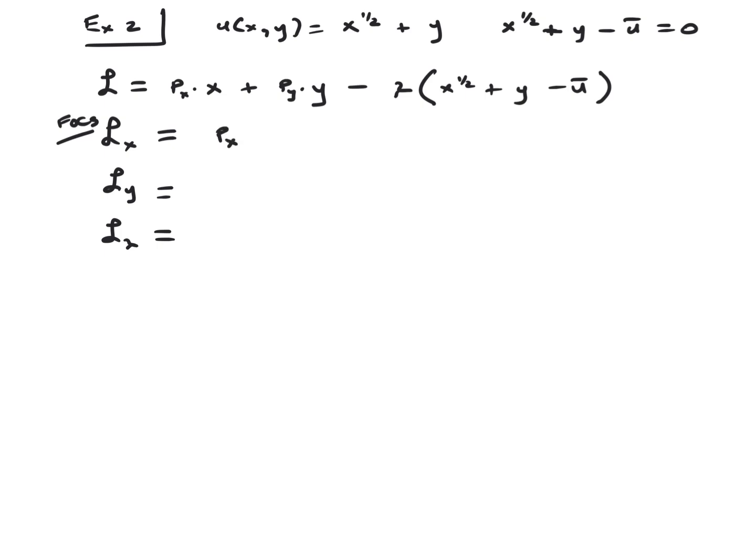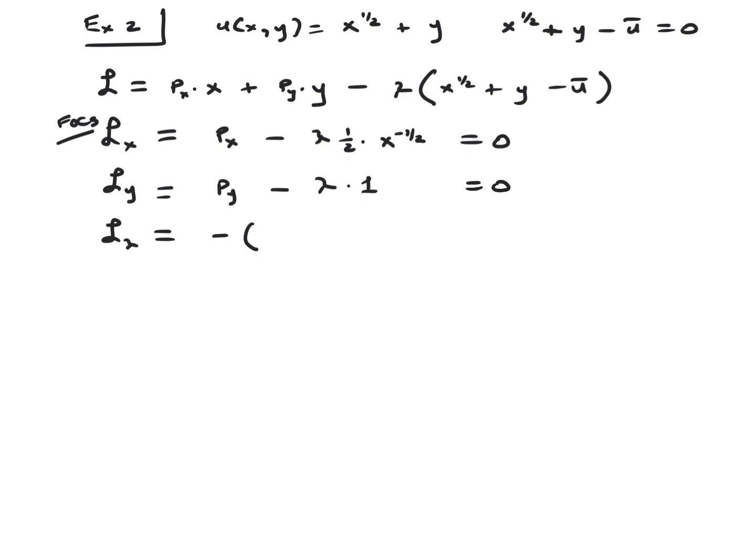So we'll take the partial derivative of the Lagrangian with respect to x. We get px minus lambda. And then we're going to set that equal to 0. We'll take the partial derivative of the Lagrangian with respect to y. We get py minus lambda times 1. Set that equal to 0.